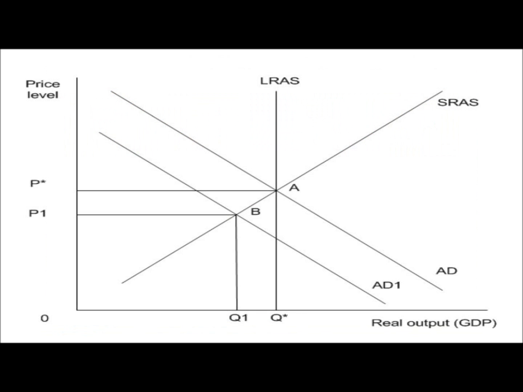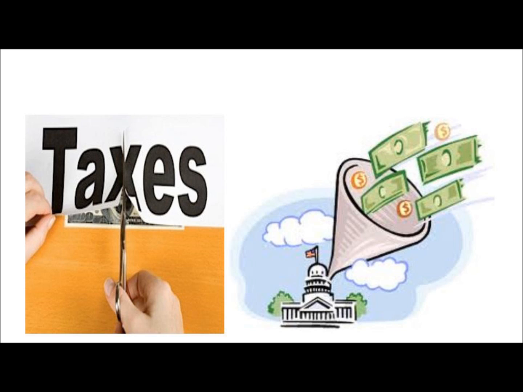Real GDP is down, unemployment is up, and price levels are down. This can be fixed with an expansionary monetary policy. Examples of this would be a decrease of taxes or an increase of government spending.